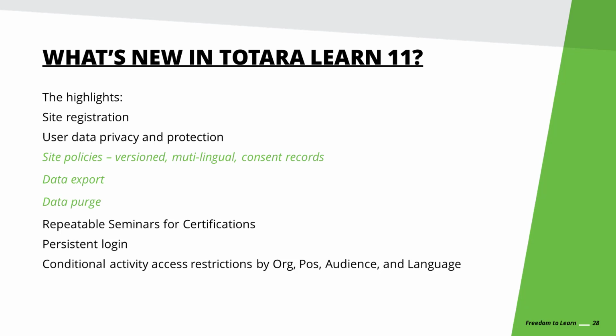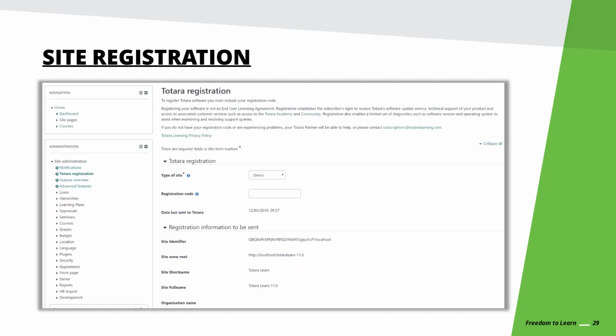Some of the highlights in Totara Learn 11. The first is this is when we introduced the ability to register your Totara sites. So there's a registration form that you'll see when you go under site administration. It's a really handy feature for us because it allows us to see what versions of sites are out there. We're slowly getting a count as people are registering their sites of what version people are on, what sorts of sites are out there. Are there lots of demo sites? Are there lots of production sites? We can see when a site transitions and things like that. So it's a very slick tool that allows us to have more information about what's going on out in the world of Totara.